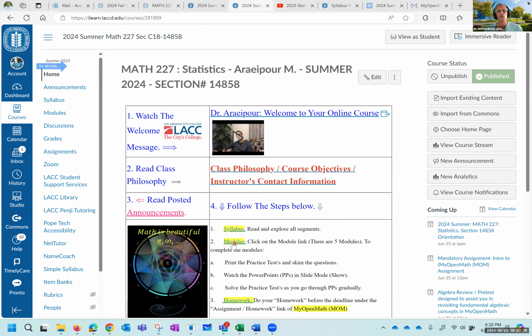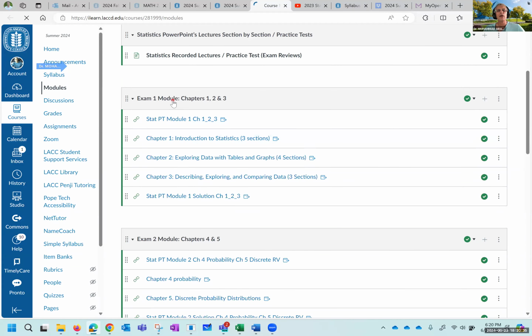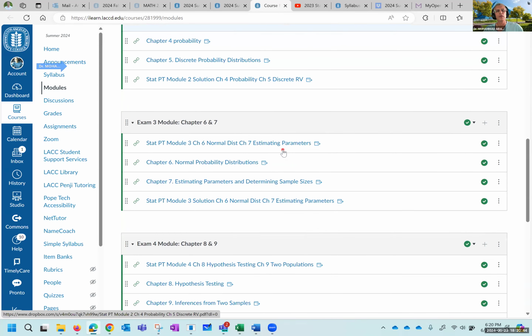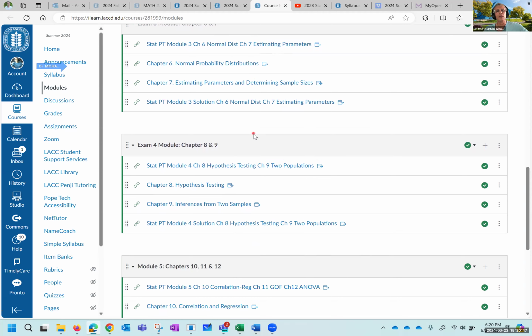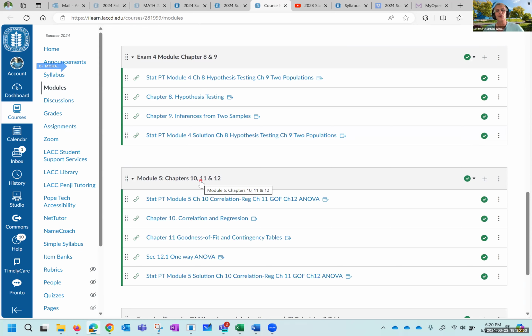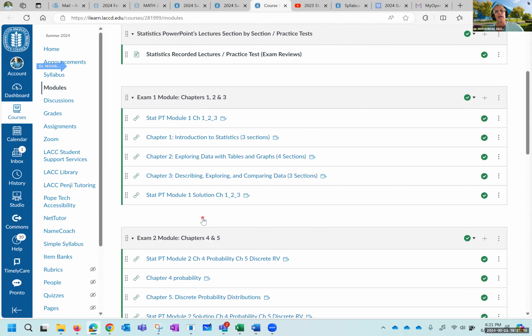Going back again, I want to show you what you find under the modules. Now, exam 1 module, which covers chapters 1, 2, 3. Exam 2 module, which covers chapters 4 and 5. Exam 3, chapters 6 and 7. Exam 4, chapters 8 and 9. Module 5, although it covers 3 chapters, it's only like 5, 6 sections, that is part of the final. And as long as I cover the first module, the rest of them follow in the same manner. And the last one is the resources. So I'm going to cover the very first module and the resources.